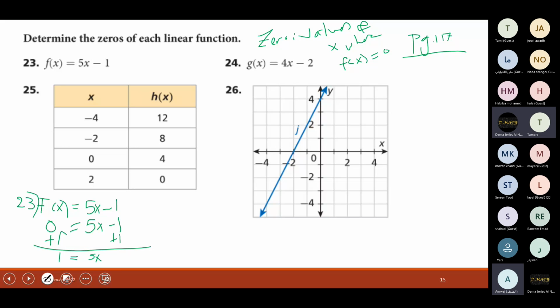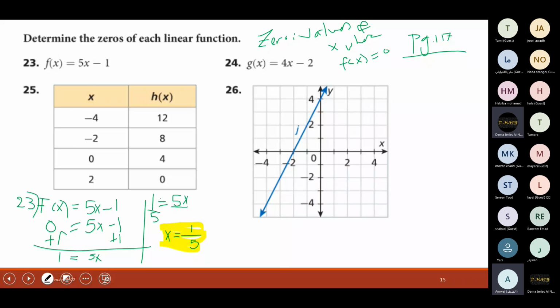Divide by 5. Bravo. So 1 equals 5x, divide by 5, divide by 5. So what's the value of x? 1 over 5. So when x equals 1 over 5, this is a 0 of the function. This is a value that if I put x as 1 over 5, the f of x will be 0.